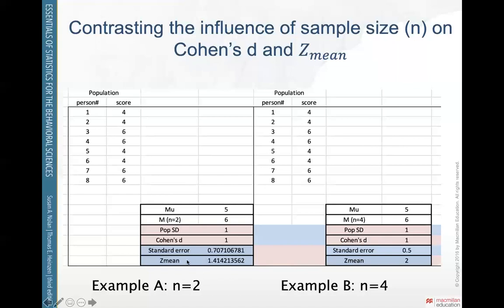So this once again reinforces this idea that when we're calculating z-mean, we're calculating z for a mean, as the sample size increases, z tends to increase as well. But when we're calculating Cohen's d, as the sample size increases, that has no influence on Cohen's d.